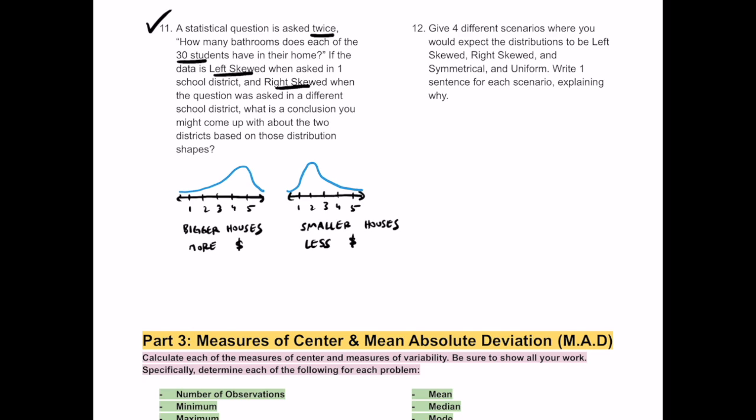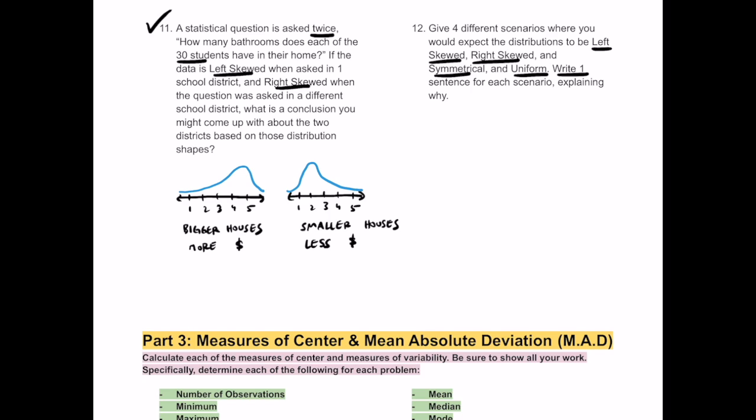That is number 11. Okay, finally, looking at number 12, give 4 different scenarios where you would expect the distributions to be left skewed, okay, and then right skewed, then symmetrical, and then uniform. Write 1 sentence for each scenario explaining why. All right, so we didn't talk about uniform too much, but that's not too bad. We can talk about it.